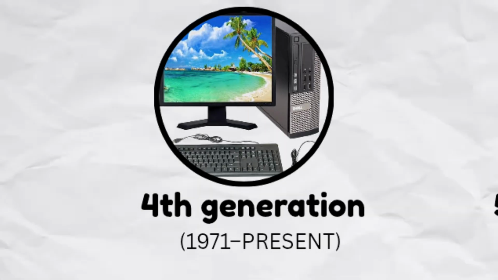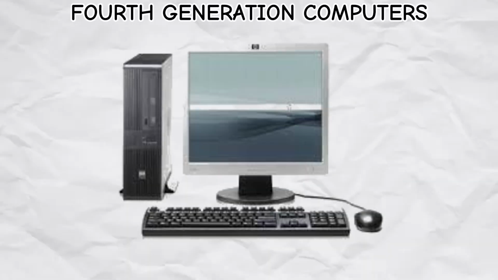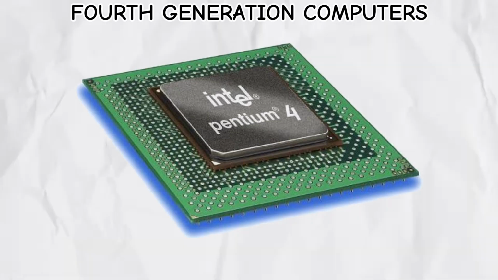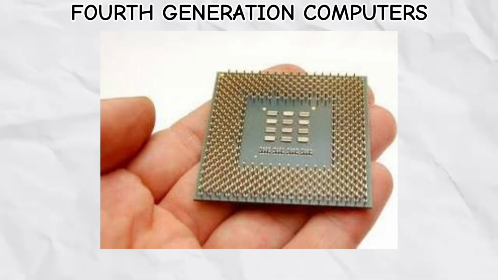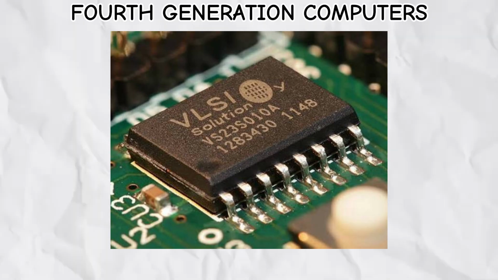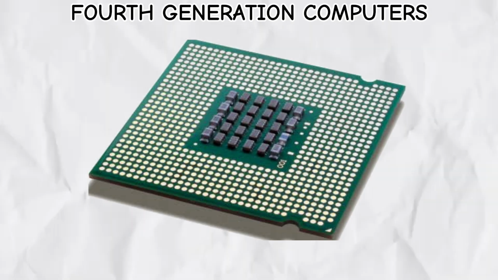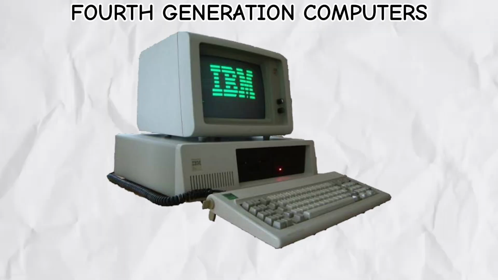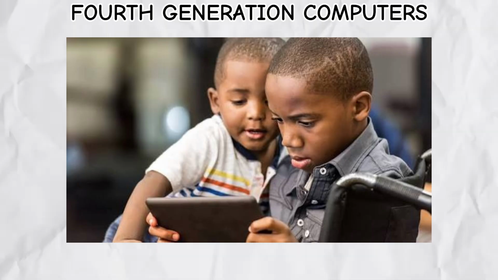Fourth-generation computers, 1971 to present. The fourth generation of computers began with the invention of the microprocessor, which integrated an entire central processing unit onto a single chip. Using very large-scale integration technology, thousands and later millions of transistors could be placed on one processor. This breakthrough led to the development of personal computers, making computing affordable and accessible to individuals and homes.